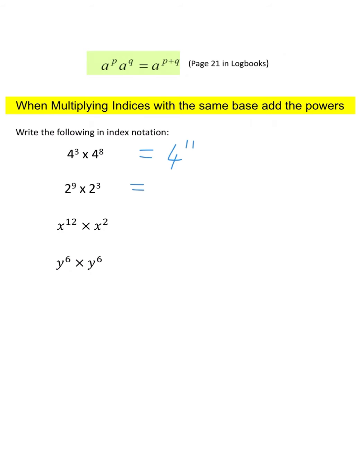So like the next one there, 2 to the power of 9 times 2 to the power of 3, that'll be 2 to the power of 12. Next one there, we're multiplying x's, so add the powers, so we're going to have x to the power of 14. Finally then, so add the 6's, we'll have y to the power of 12. And that's it.